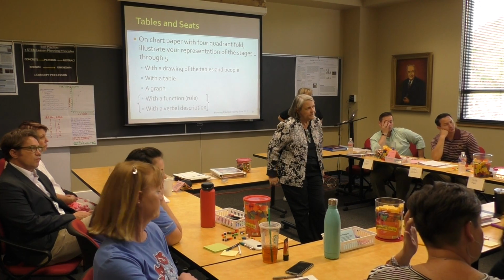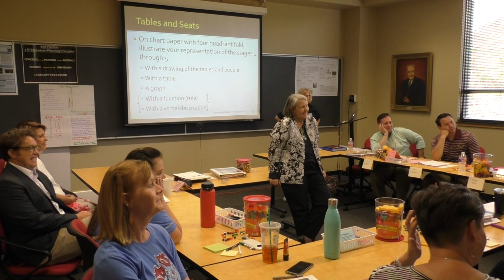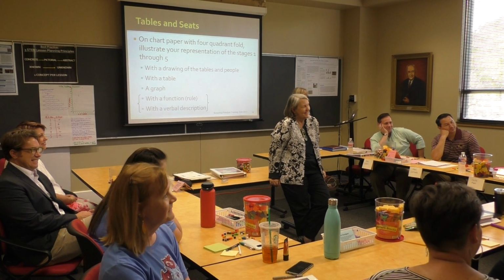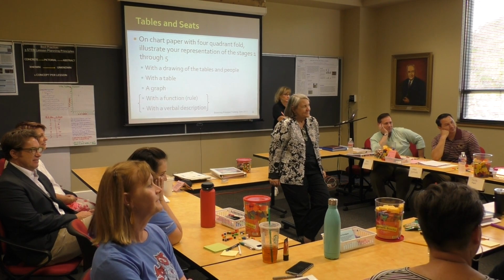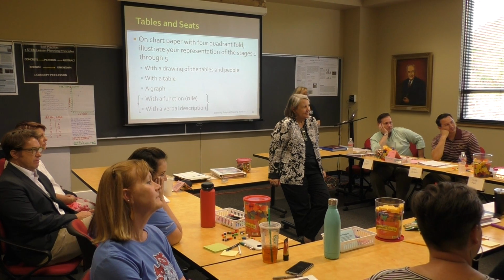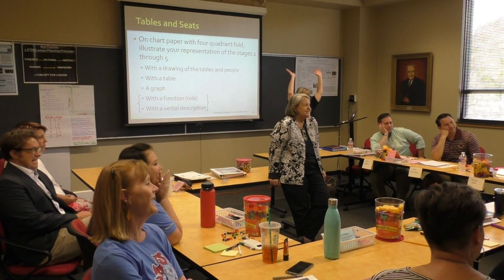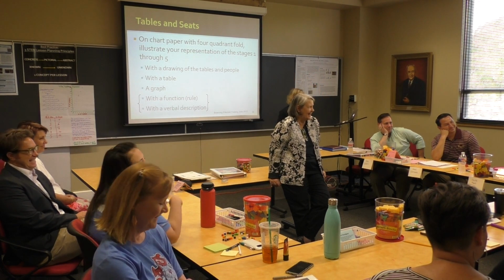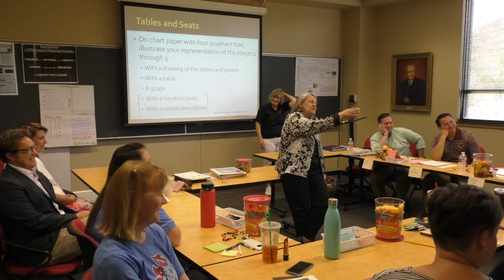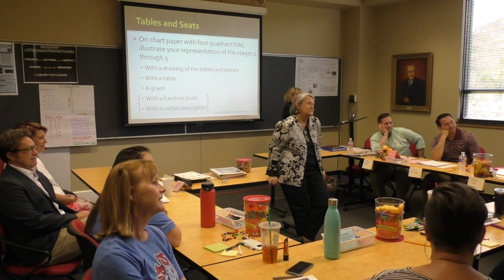Say it one more time for me. Okay, so in our picture, in our sequencing, every time we added a table, the total number of people that could sit at the tables increased by 1. Nicely said. So where do you see that in the table?